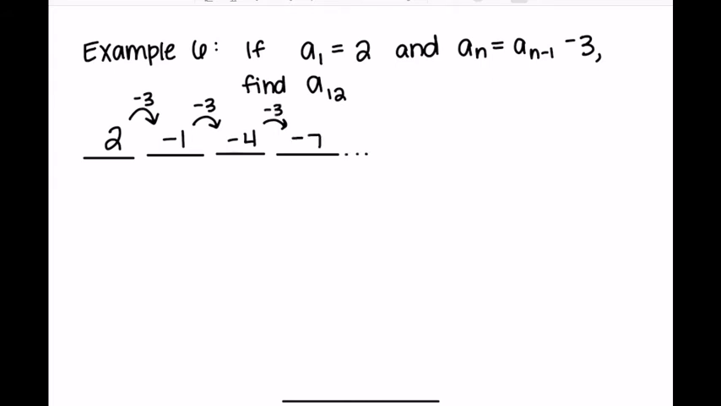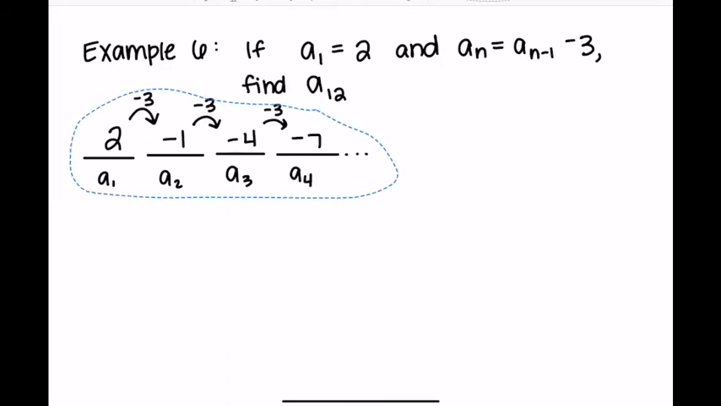All right, so from this, we can find the explicit definition in order to help us find a sub 12, because this is a sub 1, a sub 2, a sub 3. We don't want to do this 12 times. It's just time consuming. So what we can do is find the explicit definition and just plug in 12.